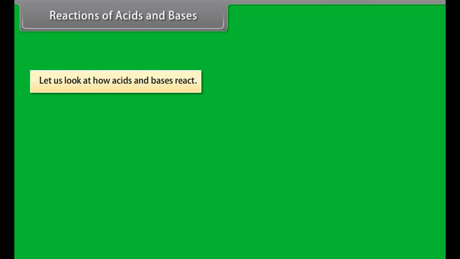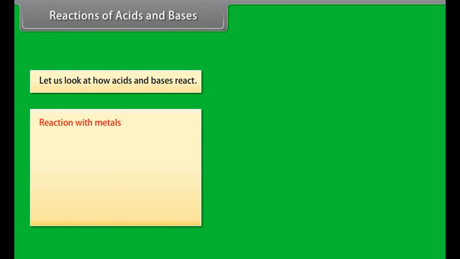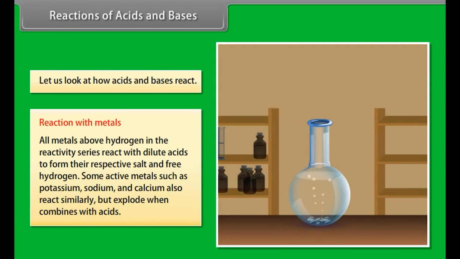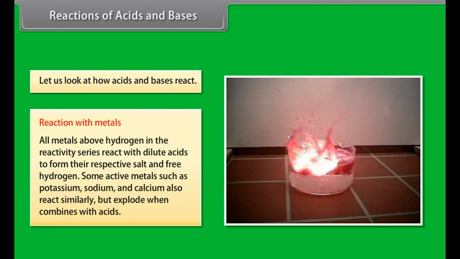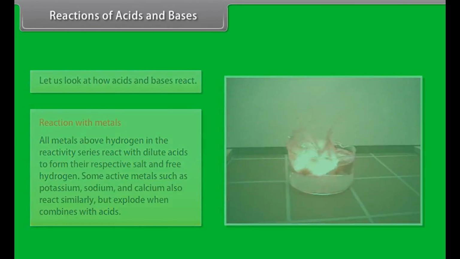Let us look at the different reactions of acids and bases with metals, metal carbonates, and metal hydrogen carbonates, and with each other. Reaction with metals. All metals above hydrogen in the reactivity series react with dilute acids to form their respective salt and free hydrogen. Active metals such as potassium, sodium and calcium also react similarly but explode when combined with acids.